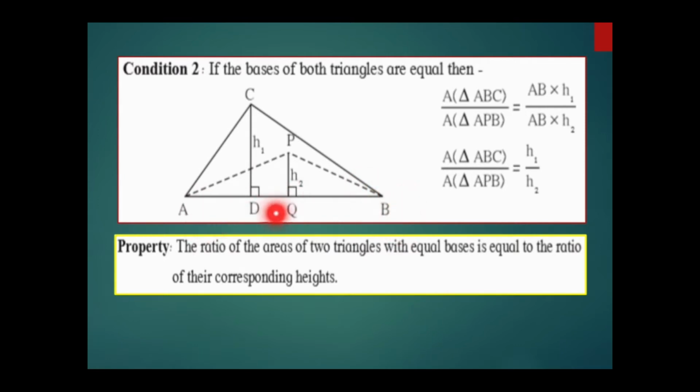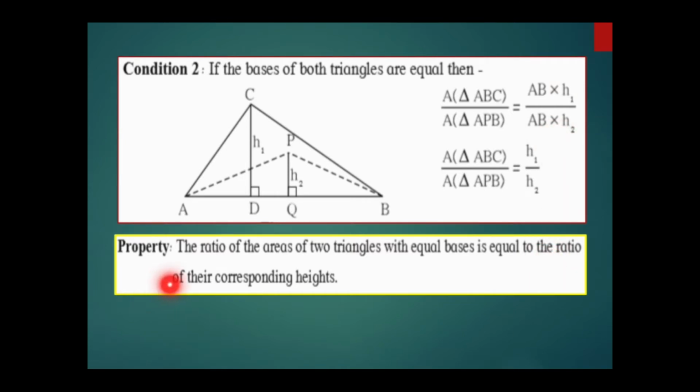In both triangles base is same, that is AB, height is different, that is H1 and H2. So we write here area of triangle ABC upon area of triangle APB equals base into height, so base is AB, height is CD, so in place of CD we denote it by H1, and area of triangle APB equals base AB and height H2. So we cancel this AB, we get H1 upon H2.